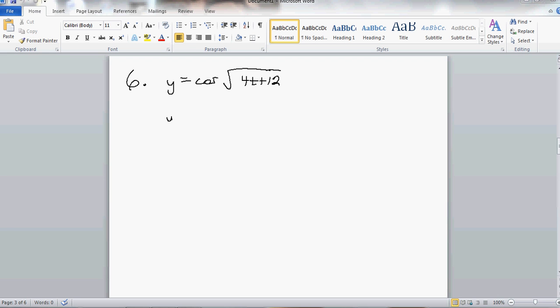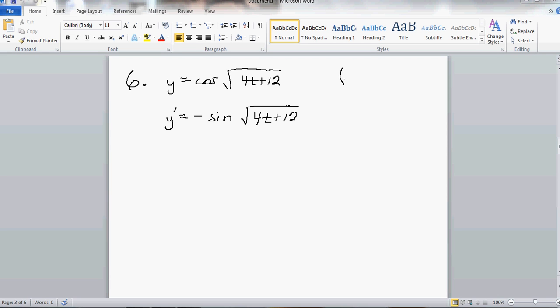The first thing when we try and find the derivative is the following. We take the derivative of the outside. So that would be the derivative of cosine is negative sine. But we leave the inside entirely alone. We don't do anything with the inside function. But then we have to take the derivative of the inside. Now here's where we have a slight problem. Our inside function is the square root of 4t plus 12.